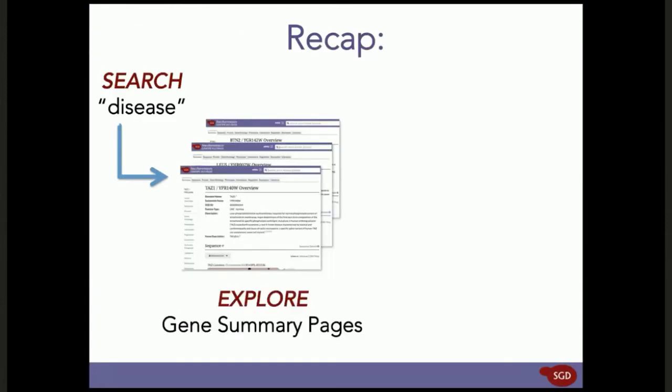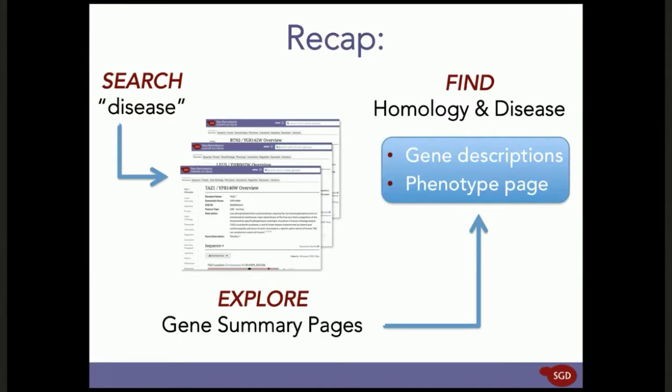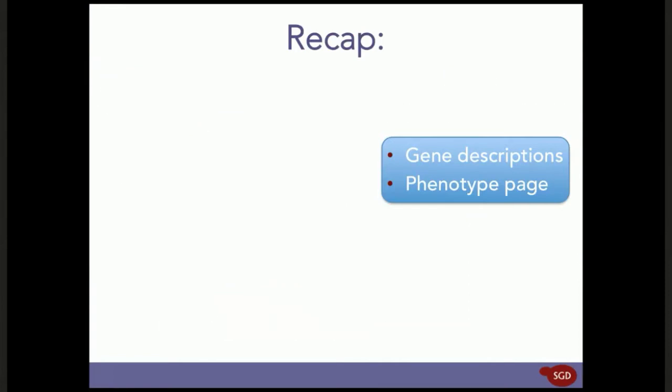To recap, run a search, explore your results, and open up a gene summary page that looks interesting. You can find homology and disease info in the gene description and the phenotype annotation table. Now, there are other ways to search through SGD's gene descriptions and phenotypes for homology and disease info.